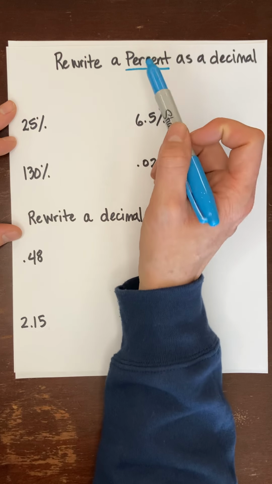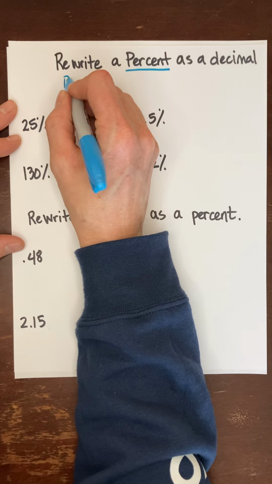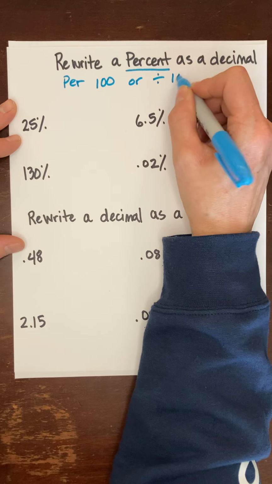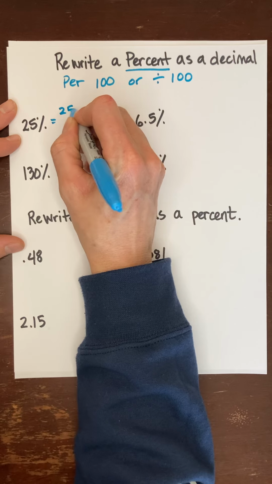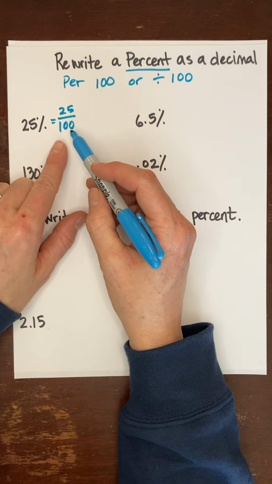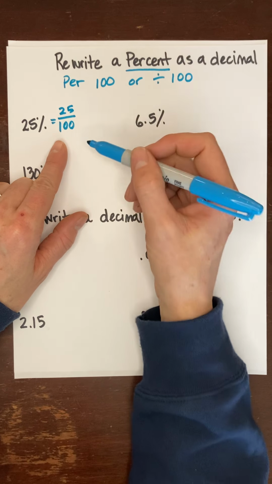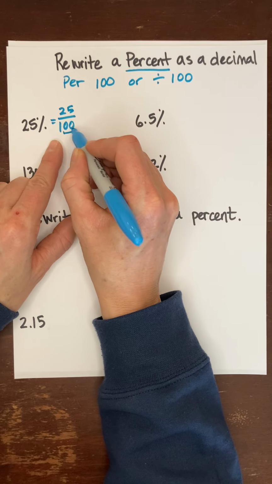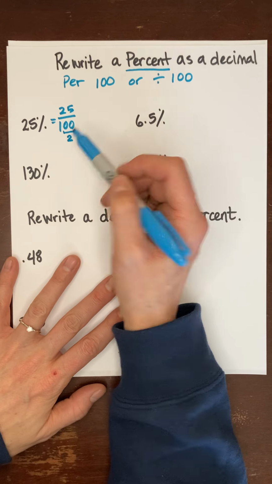First, understanding what the word percent means is really important. Percent means per 100, or divide by 100. So 25% actually means 25 divided by 100. Now, something that we've learned about is dividing by a power of 10. We can do long division, that will work and give us an answer, but a shortcut is that division moves our decimal to the left, and the number of zeros here tells us how many decimal places to go. So we're going to go left 2 decimal places.